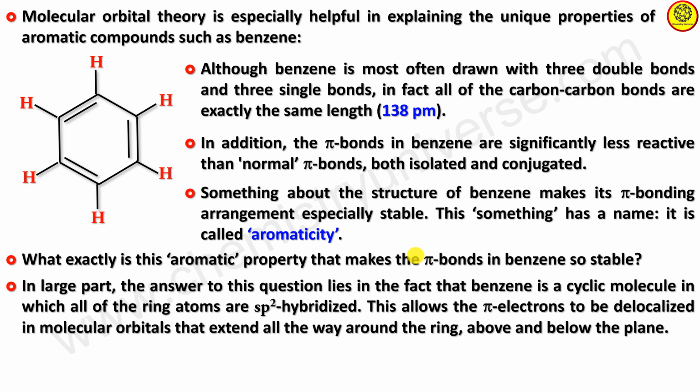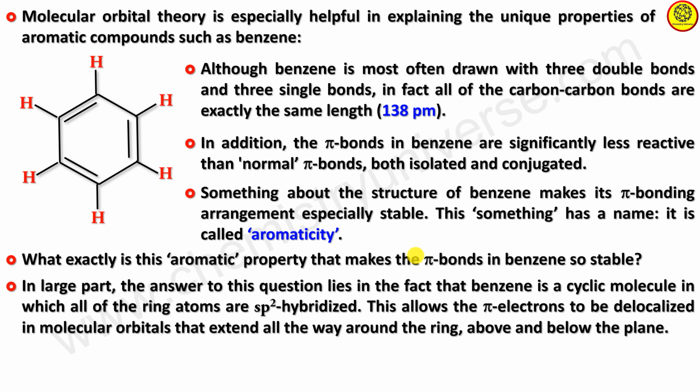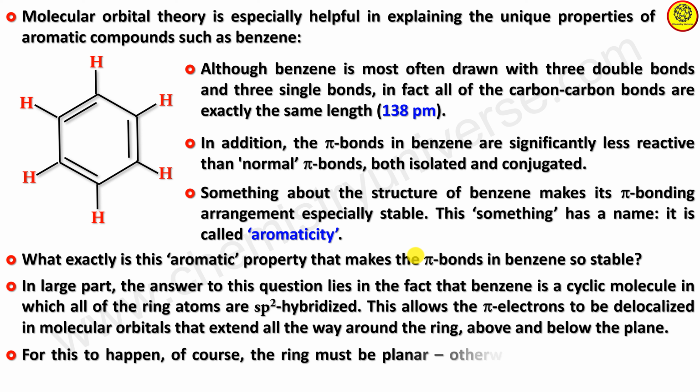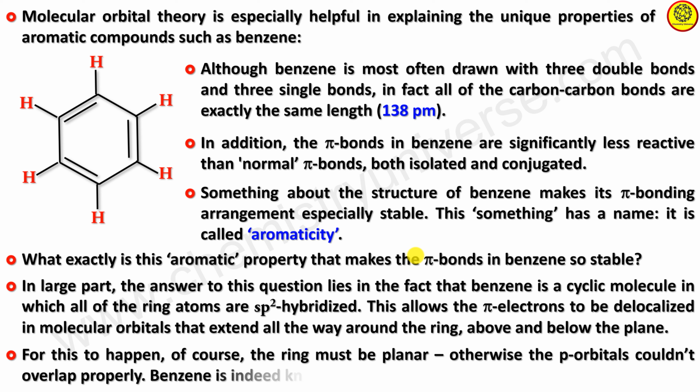So the fact of the matter is that if I were to take 1,3,5-hexatriene and remove the corner hydrogens and join them, we get benzene. And just by doing that, the pi electrons which were flowing above and below the plane of the molecule in a linear fashion, the moment I join the 2 carbon atoms, are now in a cyclic electronic cloud. This is what brings out this nature in it, which we call aromaticity. Now, for this to happen, of course, the ring must be planar, otherwise the p orbitals couldn't overlap properly, and benzene is indeed known to be a flat molecule.